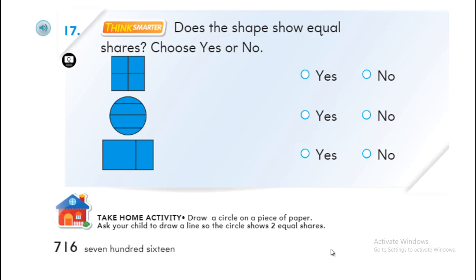Now the last question. Does the shape show equal shares? Each shape, choose for it yes or no. The first shape. A square that has 4 small squares inside. Are they equal? Yes, they are. Wonderful. How about this circle? No. How about the rectangle? No. Wonderful.